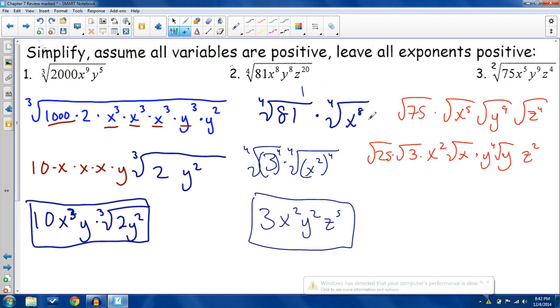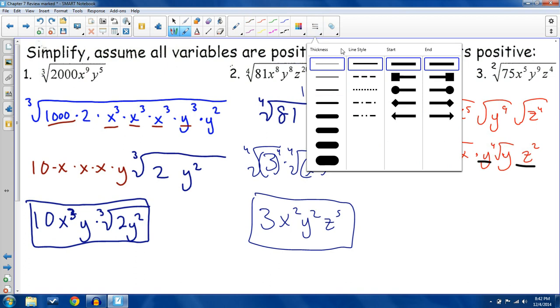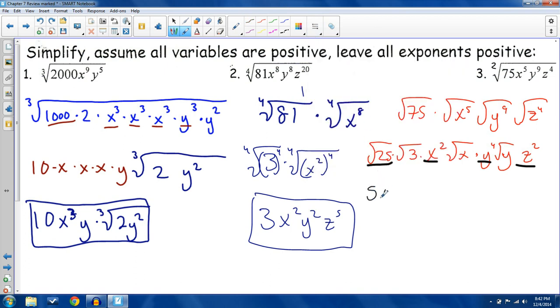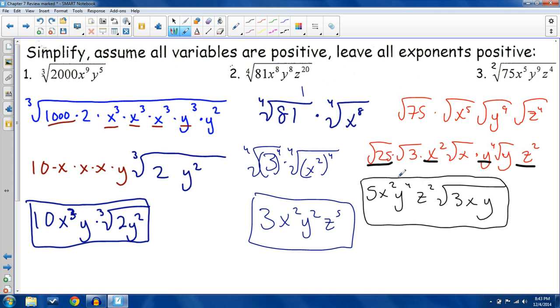Okay, here's what I'm going to do. The square root of 25 is 5. So what I'm going to do now, I wrote this in a different order here. Take all of your perfect squares and write them together next to each other. So this will be 5x squared y to the fourth z squared. And all my radicals I'm going to put under one square root hat. So this is square root of 3xy, like that. And that's how those guys combine, right there.